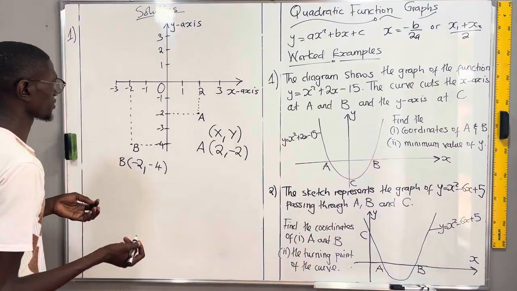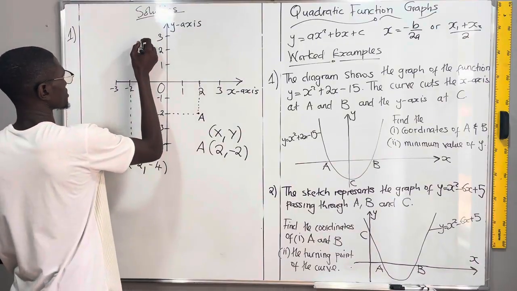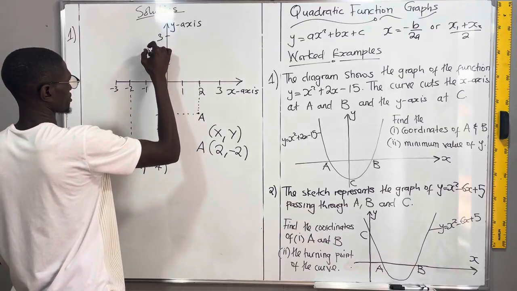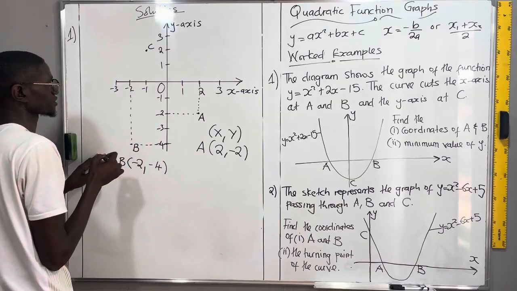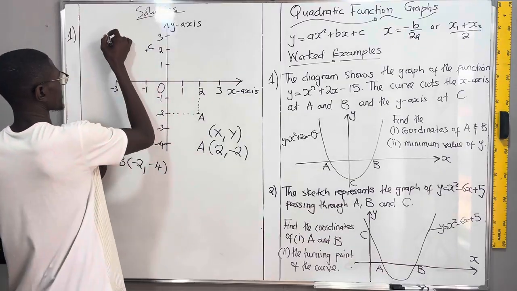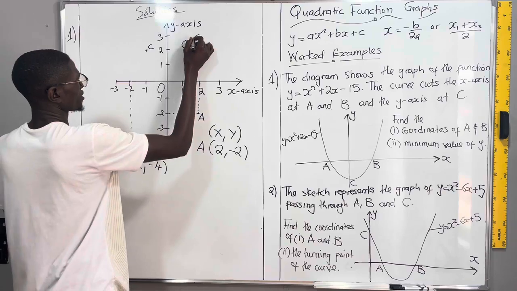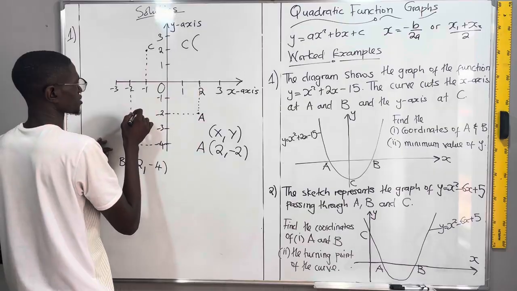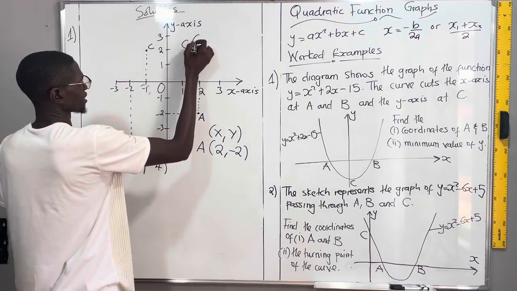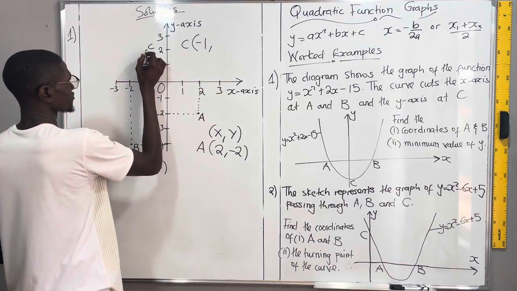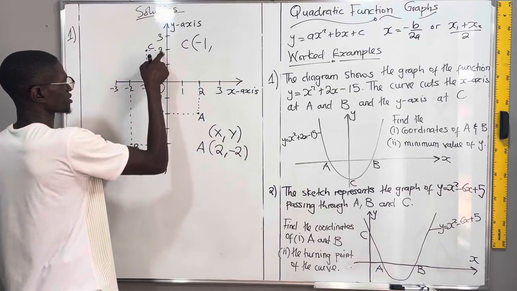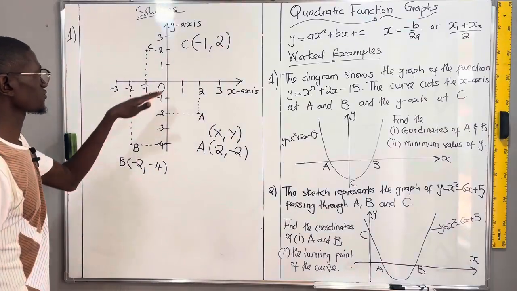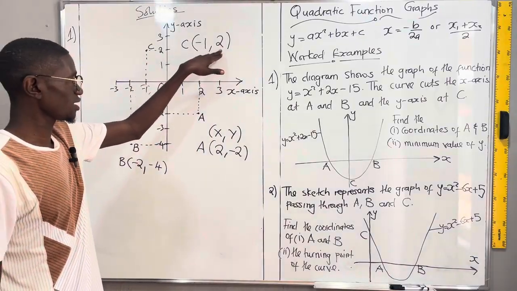Let's do one last one. Let's say the point is right here, and let's call it C. What are the coordinates for C? We need to start with the x coordinate first. We need to drop to the x-axis to get the x coordinate. The x coordinate there is negative 1. For the y coordinate, we have to go towards the y-axis. It's passing at 2, so the y coordinate is 2. So the coordinates for C are negative 1, 2.